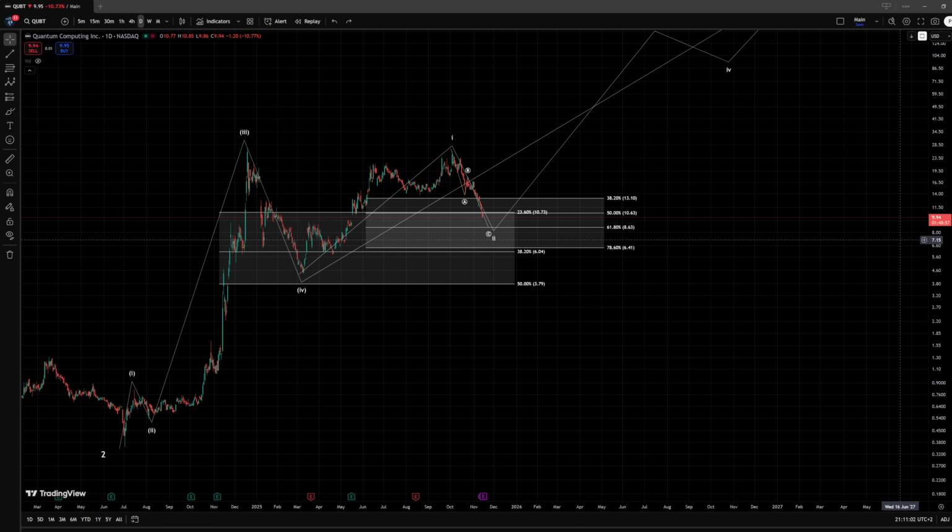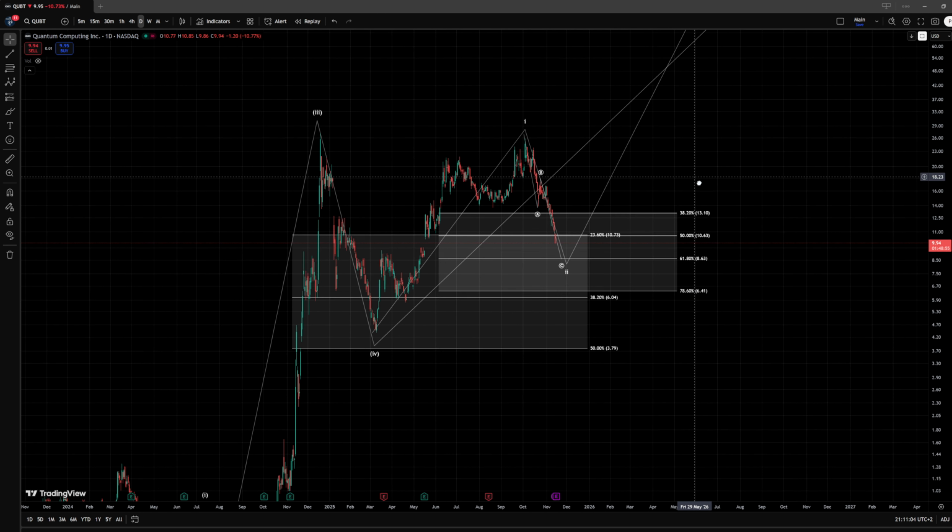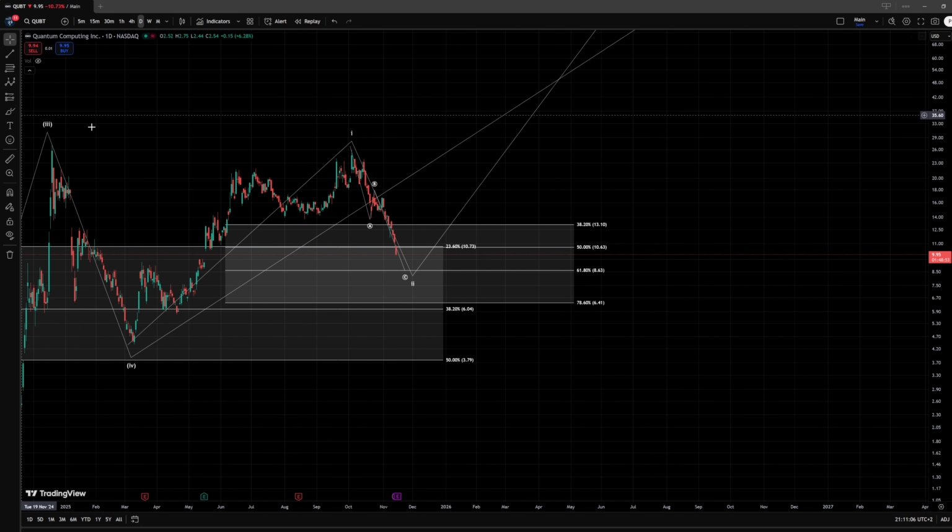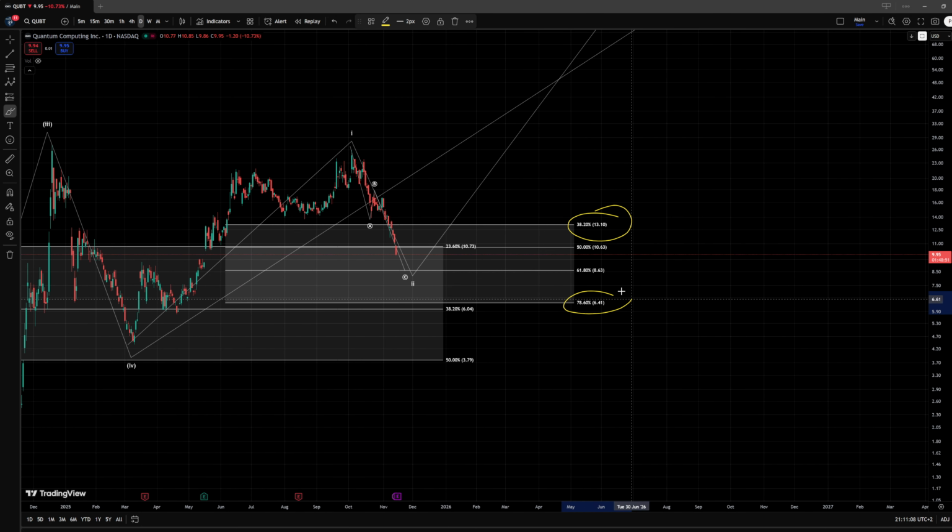Now in this 1-2 setup, we are going to track this reversal in a wave 3 with quite high probabilities, as long as we hold the area of support between the $13.10 level all the way down to the $6.4 level at the 78.6% retracement.